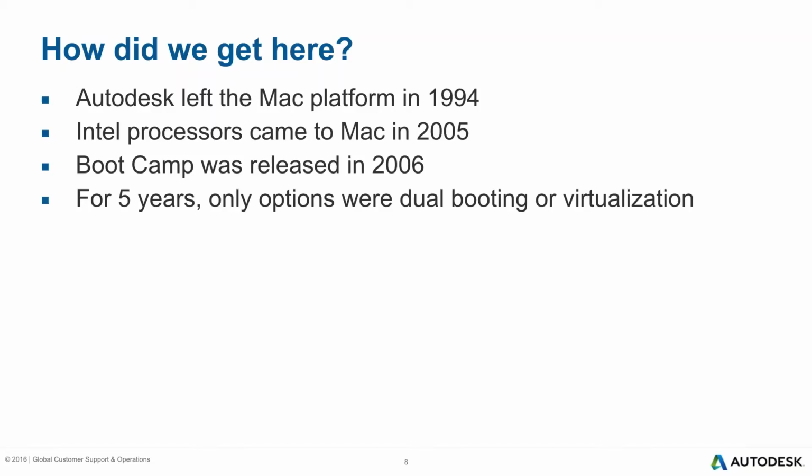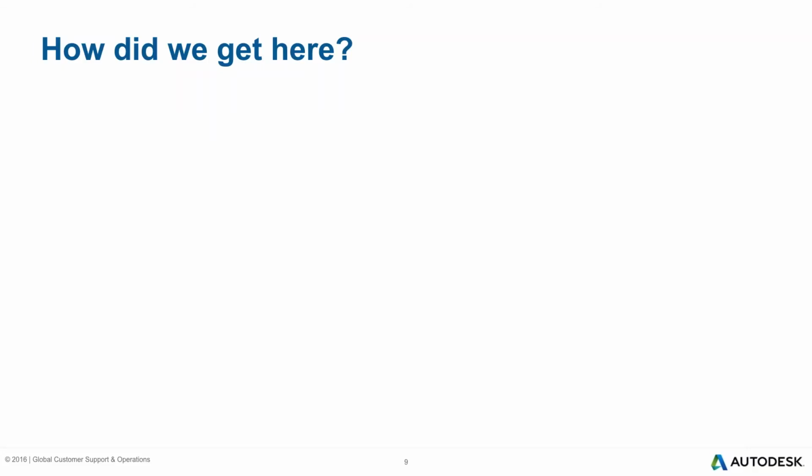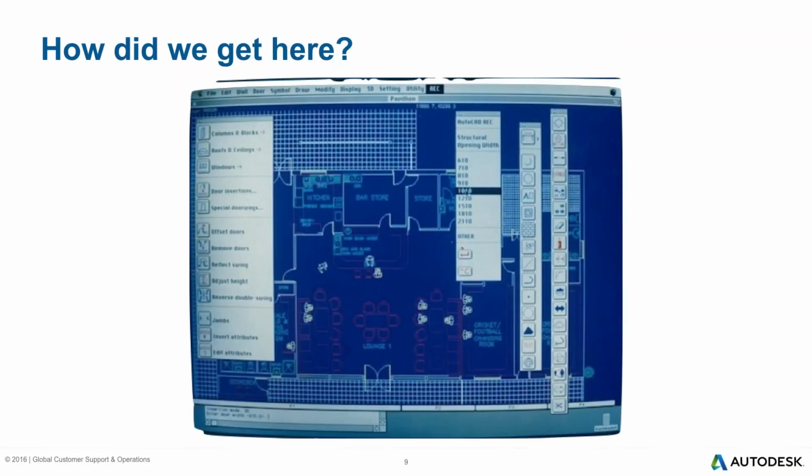But for 5 years after that, we really only had two options for running AutoCAD. We could either dual boot, running two operating systems, restarting into one, restarting into the other, or what's called virtualization. Then in 2010, Autodesk announced AutoCAD for Mac, the first Mac native AutoCAD release in 17 years. It was rewritten from the ground up. It wasn't just a port or anything like that. And this is kind of what we were left with. This was the last version of AutoCAD to run on the Mac back in 1992.